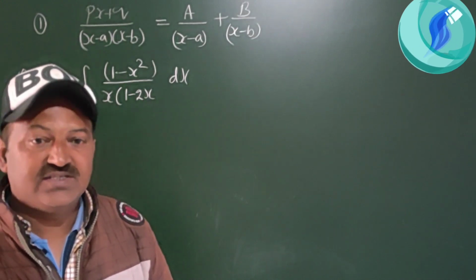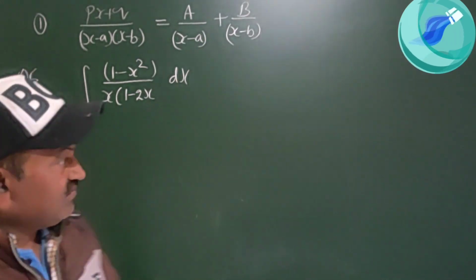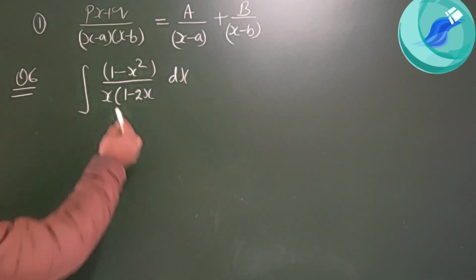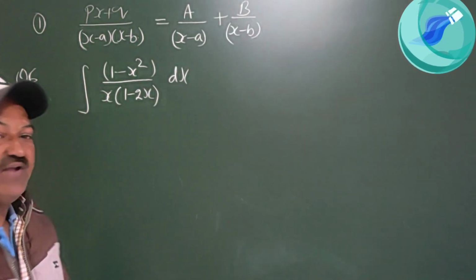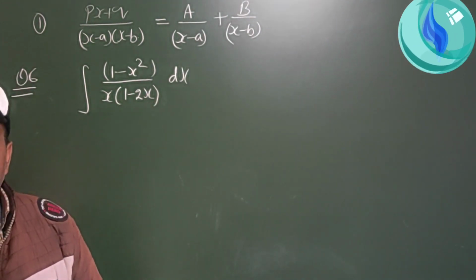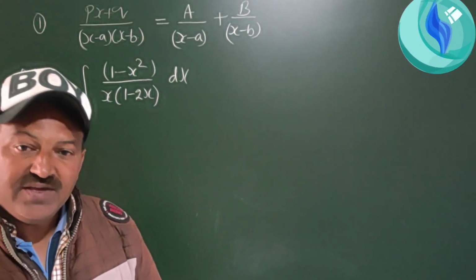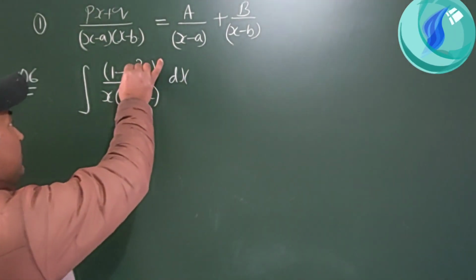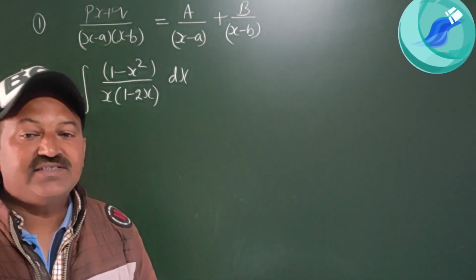In case of partial fractions, we have to check first that the degree of the numerator must be less than that of the denominator. But in this case, the degree of the numerator is 2 and the degree of the denominator is also 2 if we multiply these two linear factors. Hence, before making the partial fractions and taking the integration, we must divide the numerator by the denominator till the degree of the numerator becomes less than that of the denominator.